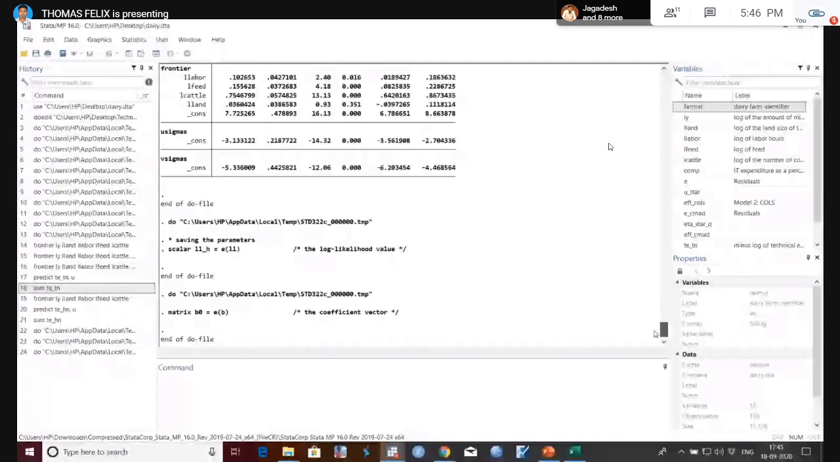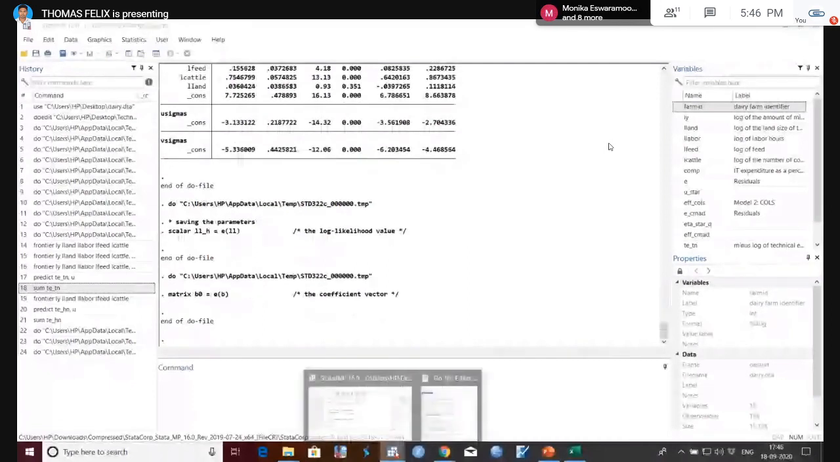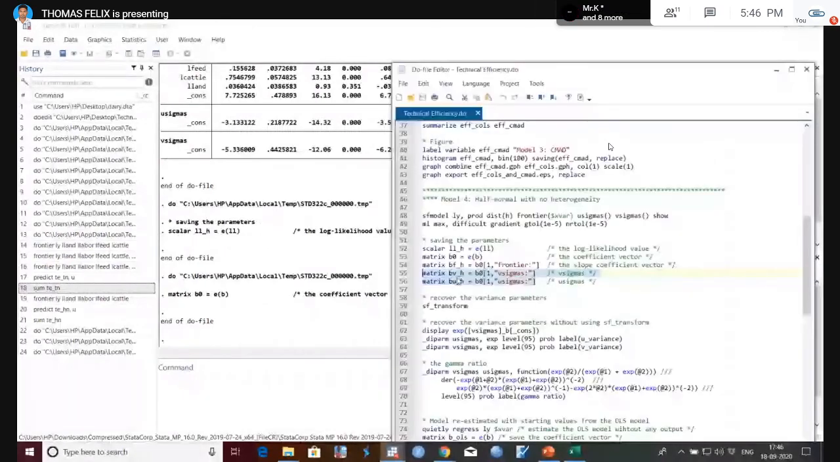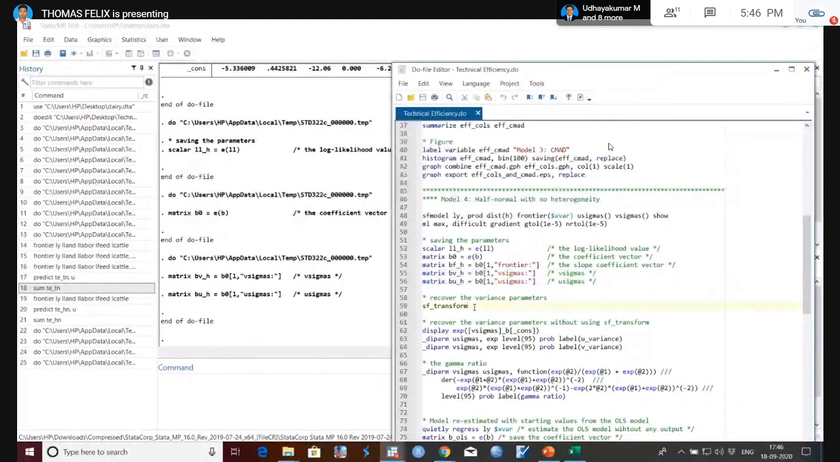By typing the matrix BV, that is the random error. This is also a single column matrix. So using these, you can predict the U sigma values and V sigma values, and recover the variance parameters. As I said, sigma square U value should be higher than sigma square V. For that, I am using the simple formula SF transform. Based on this, I can get the coefficient values.